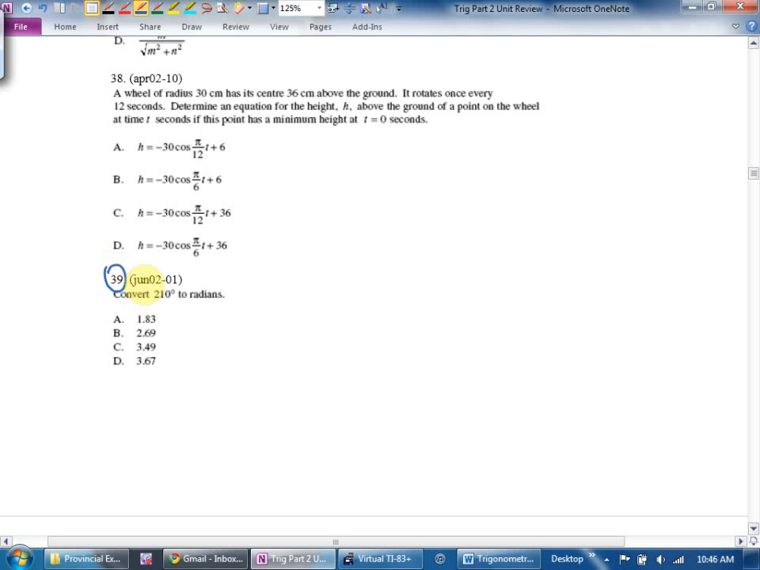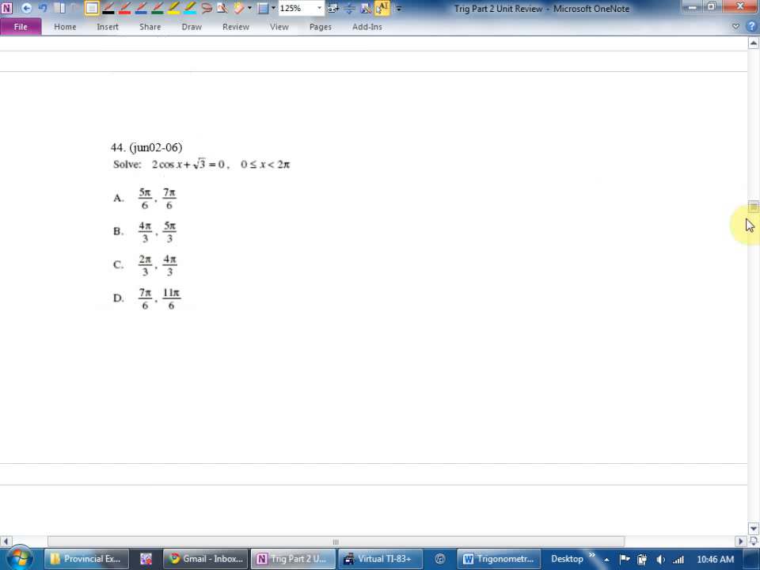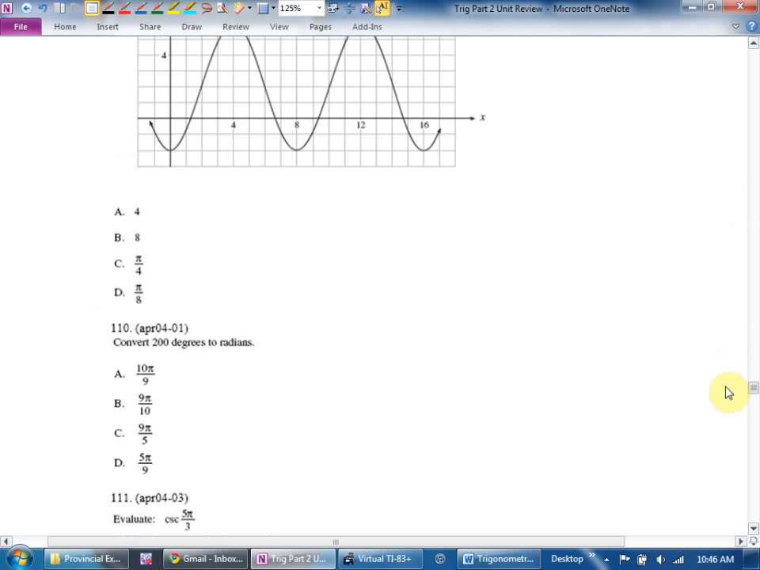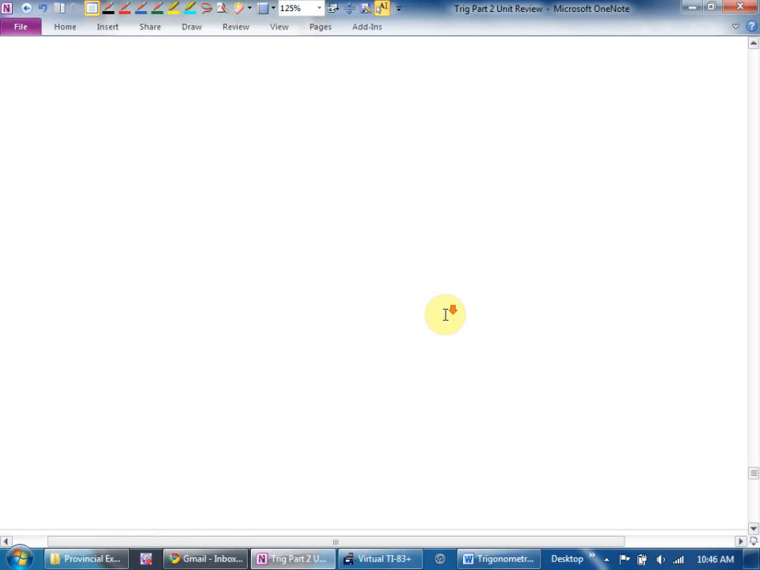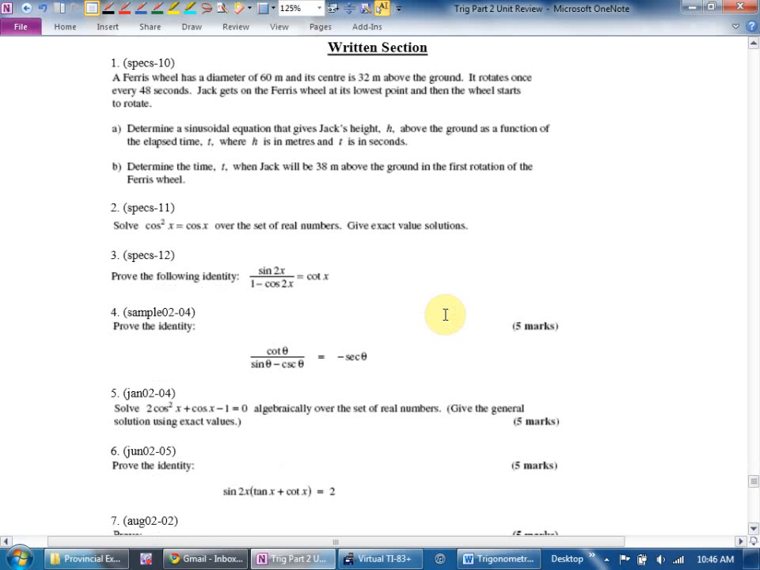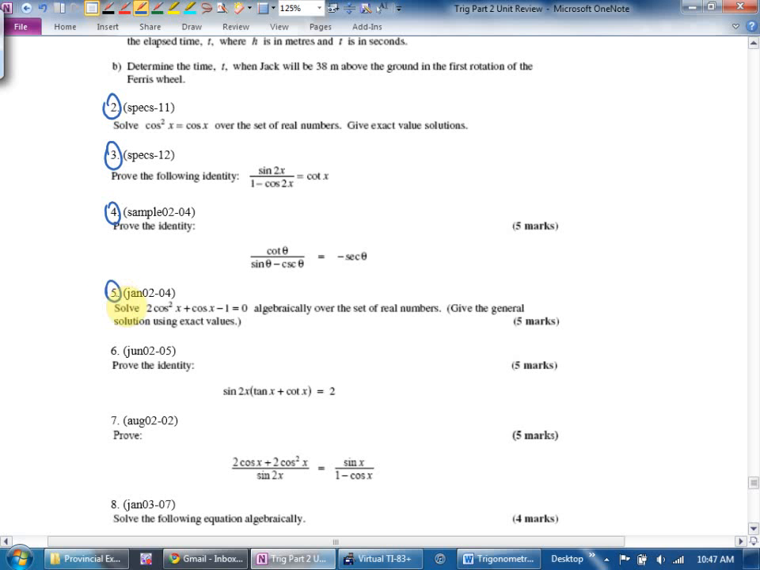Can you scroll all the way down to the written section, which is, well, find it. It's after 100, number 135. Right here. Two. Three. The written you'll have to do on a separate piece of paper. Sorry, but I was trying to conserve. I mean, this was big enough already. I had to conserve some paper. Four. Love the identity. Five. Quadratic trig. Six. Love the identity. Seven. Quadratic trig.